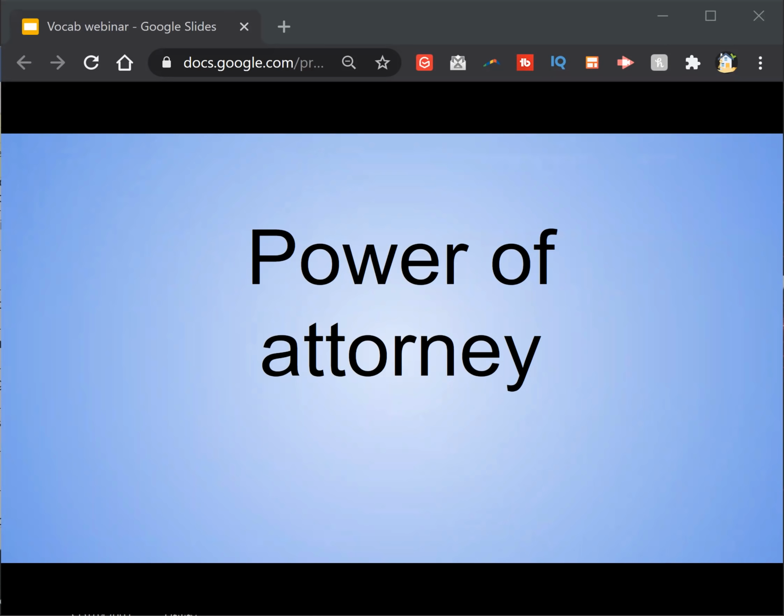What is power of attorney? So power of attorney is this. It is when you are basically an agent for someone and you represent them in all matters, okay? In all situations, you basically represent them. You're going to represent or work on behalf of them for everything.